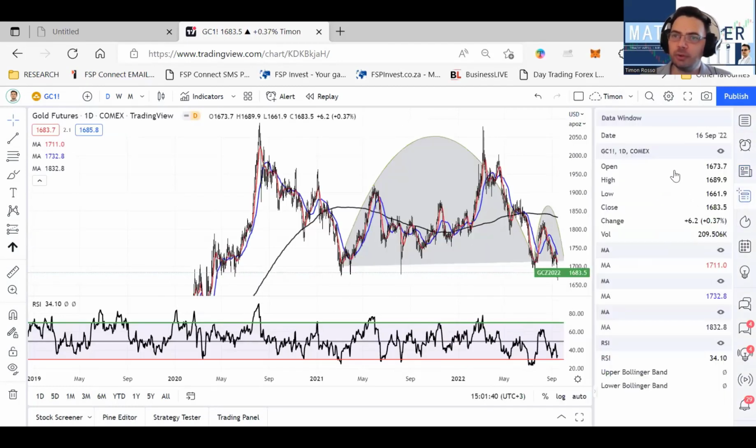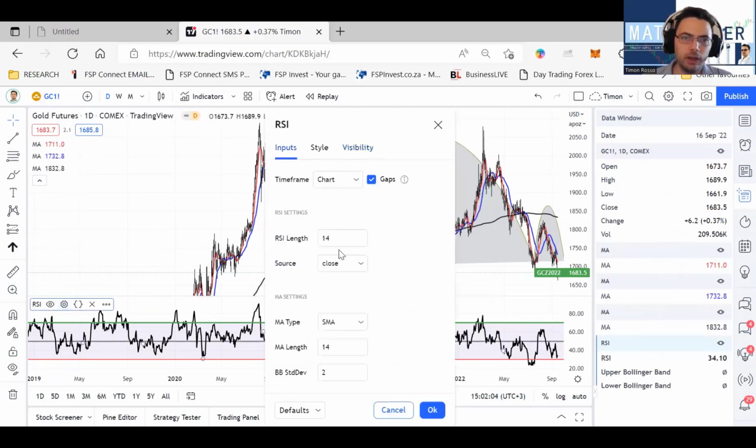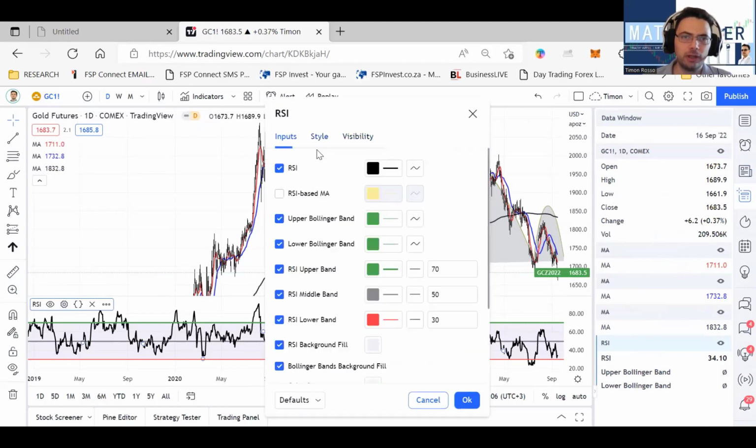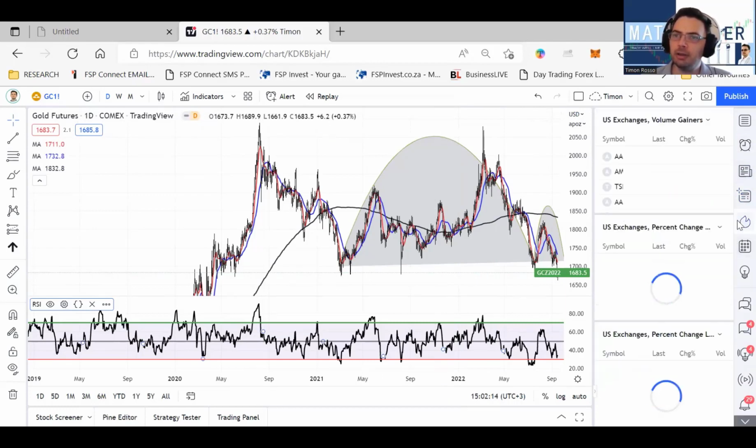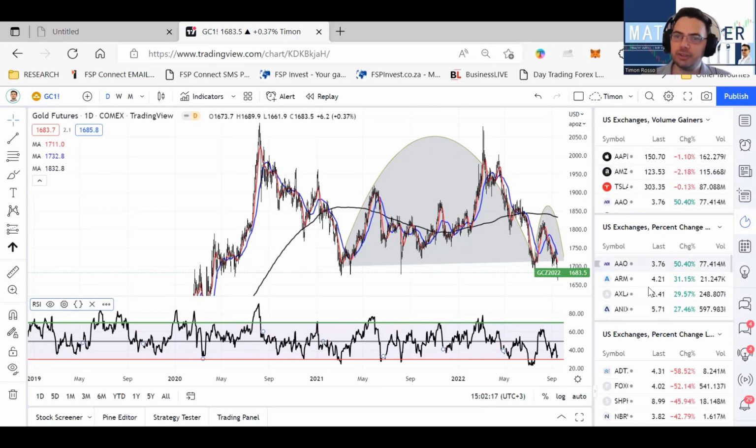Then there is a data window, so it explains the dates, open, high, low, close, change, volume, the moving averages that I have set. As you can see, I've set the 7, 21, and 200-day moving average. I've set an RSI with a setting of 14. You can put 18 as well if you wish. It's up to you. Doesn't make a big difference. And that's it. Then you have exchanges, seeing what other US exchanges are doing.